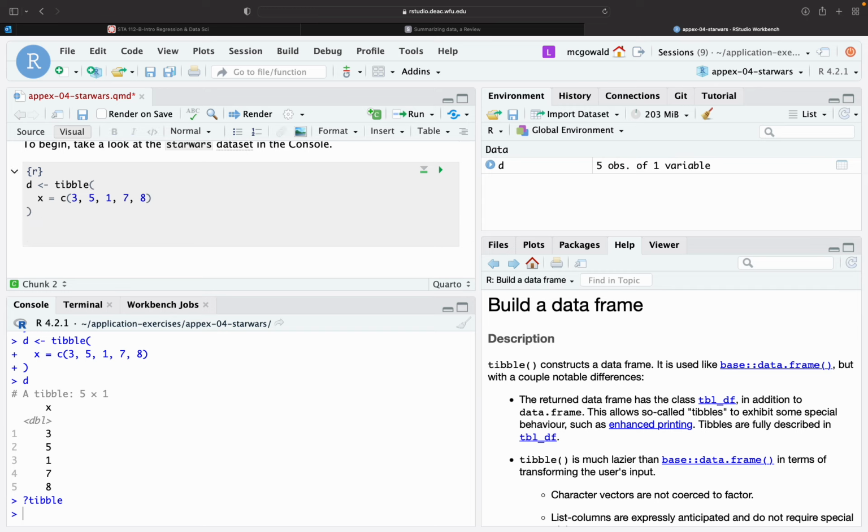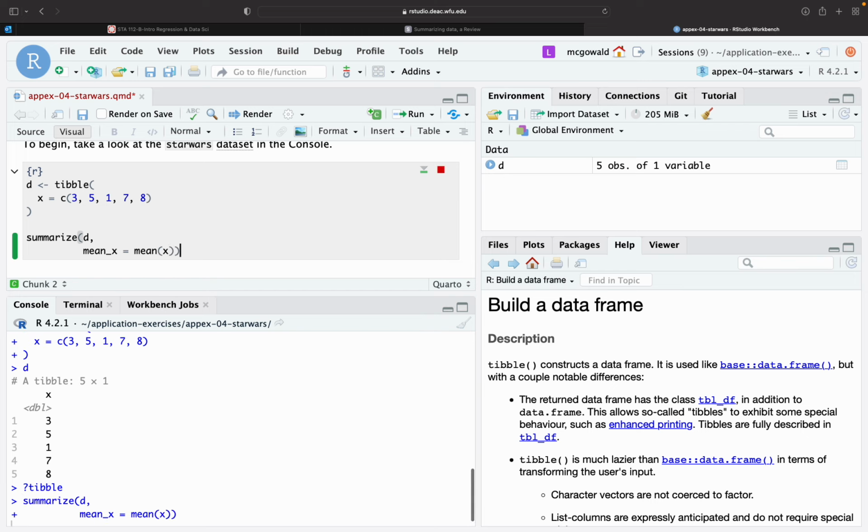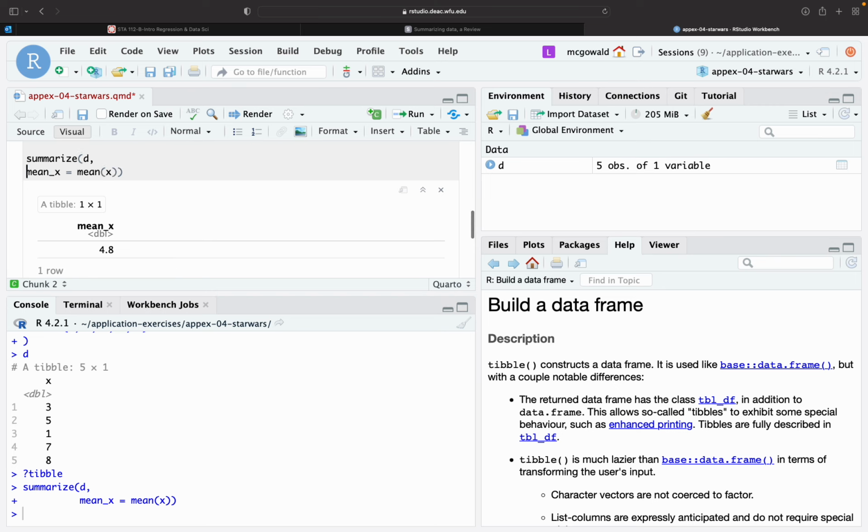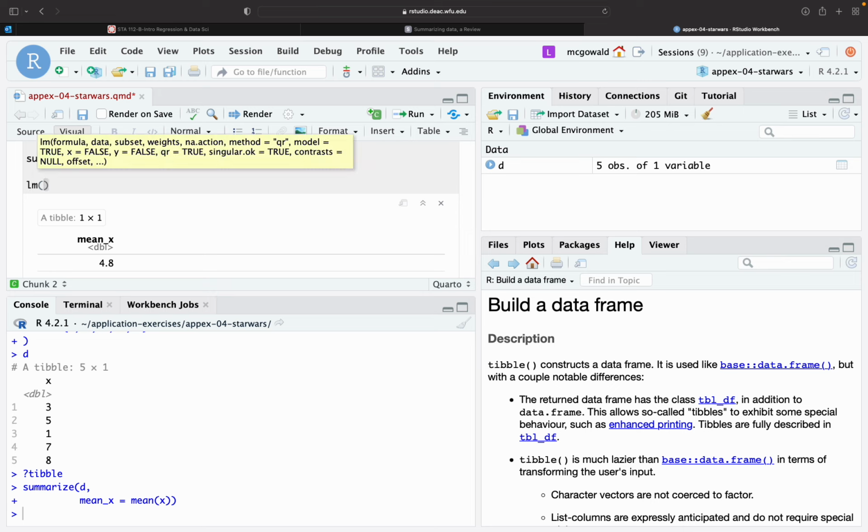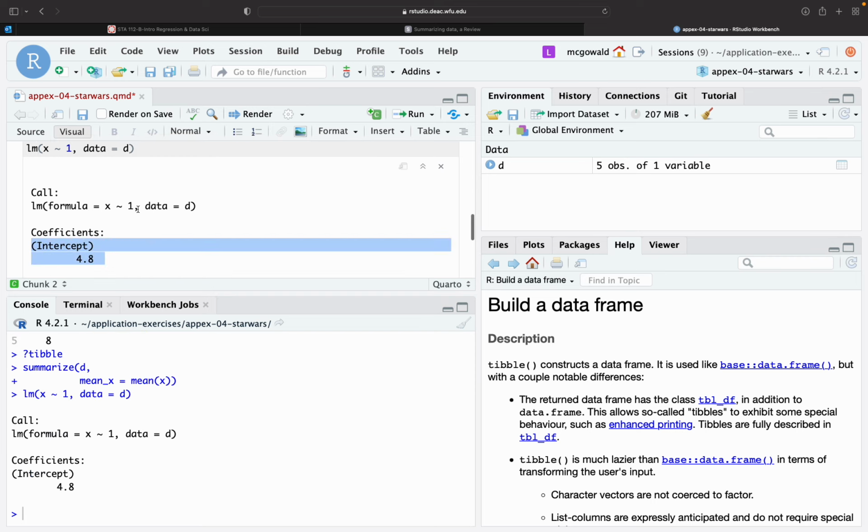Okay, so we've got our tibble. How would I calculate a mean using the summarize function? Yeah, exactly. And so this told me that the mean is 4.8. Very good. And if I wanted to do the same thing using a linear model by fitting an intercept-only model, what would I do? Tilde 1, data equals D. And I get an intercept here of 4.8, so the same thing.